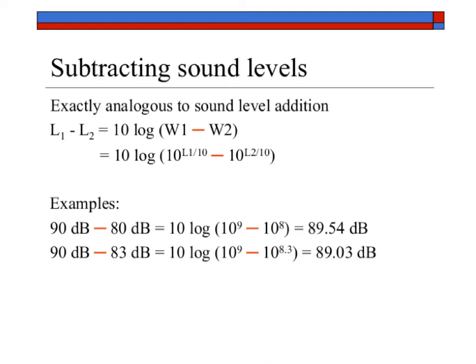For example, if the total noise in an area is 90 decibels, we turn off a particular source, and the background or the total noise then drops to 80 decibels. When we do our subtraction, that would be 10 log of 10 to the 9th minus 10 to the 8th. And if you go through and do the calculation, that's 89.54 decibels. Or in real life, we would normally average that off to 89.5. And that would be the noise output of the machine that we had just turned off.